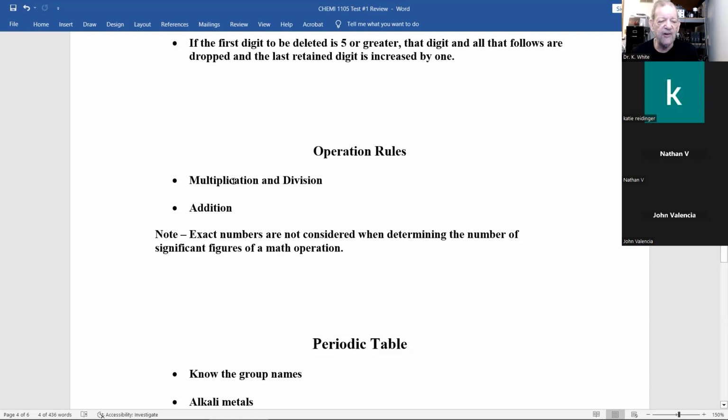Now, for multiplication and division, you get the same number of significant figures as the number you multiply and divide that has the fewest significant figures. For multiplication and division, you get the same number of significant figures as the number you multiply and divide that has the fewest significant figures.